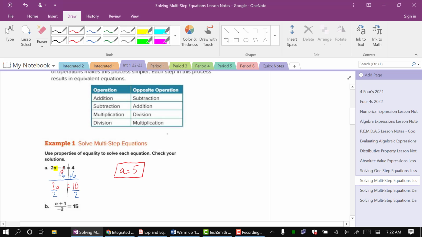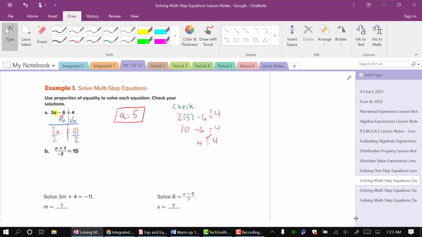If we want to check it, we can check it. So for the check, we take the value that we've found after solving it and we plug it back into the original problem. So 2 times 5 minus 6, will that give me 4? 2 times 5 is 10, minus 6, and 10 minus 6 is 4. So the check shows that we solved this problem correctly.